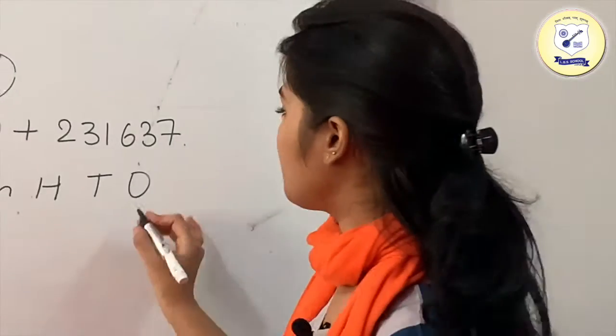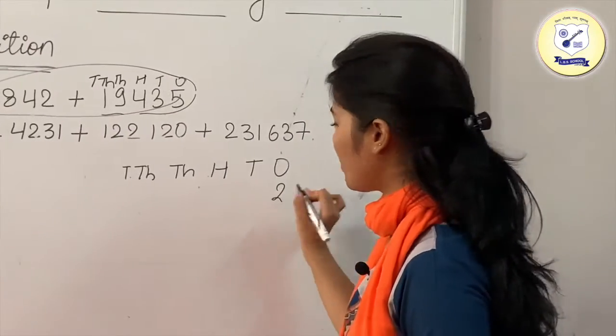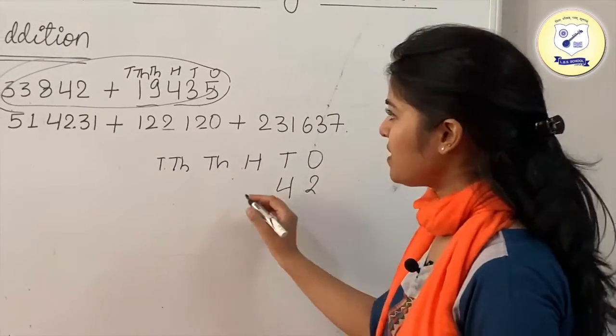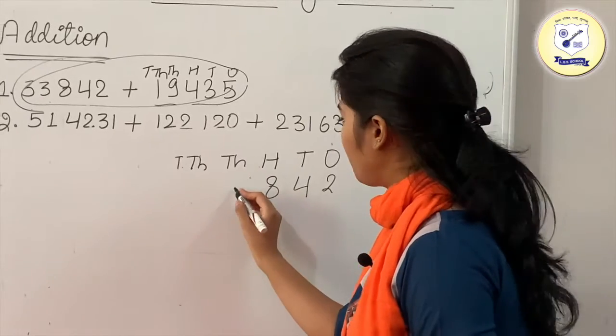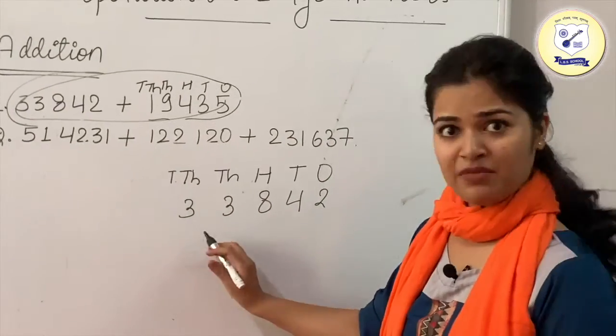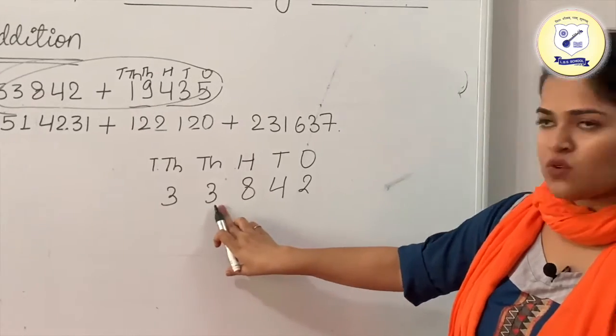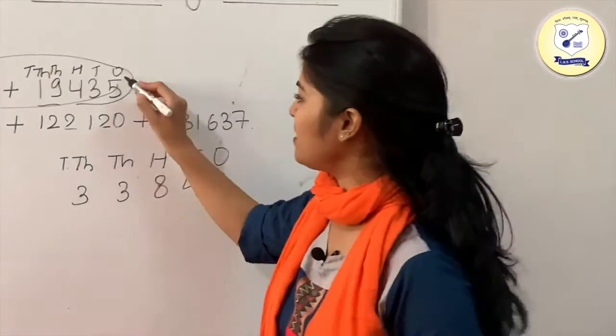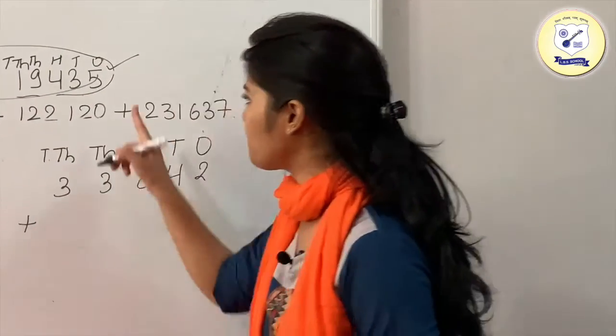Now just arrange these numbers. We are having 2 on ones place, 4 on tens place, 8 on hundreds place, 3 on 1000 place and 3 again on 10,000s place. So our number is 33,842. Similarly, just move to this number also.